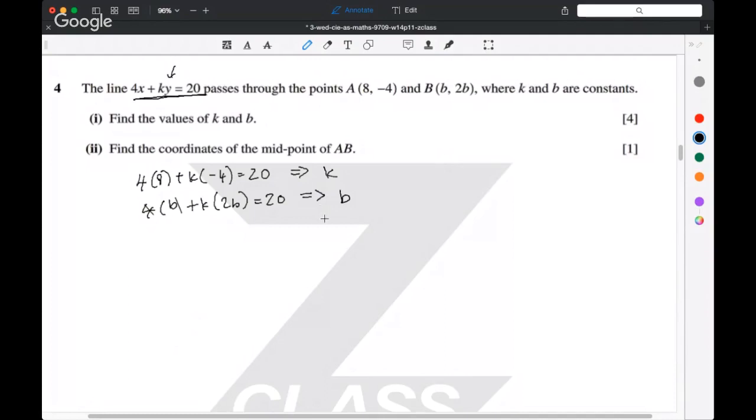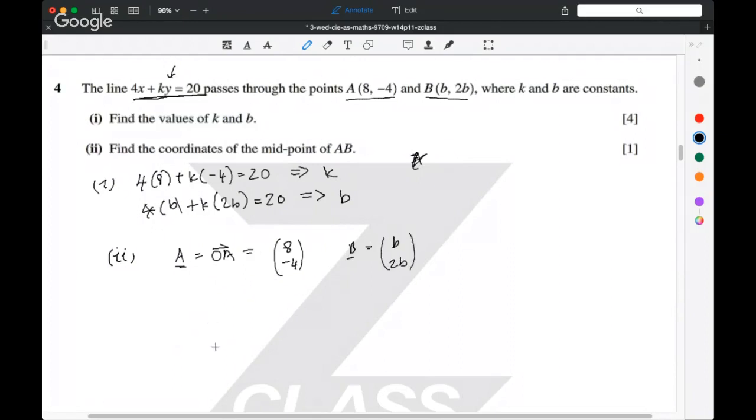Now, they want you to find the coordinates of the midpoint of AB. This is a very common problem. You should just get used to the idea of what a midpoint is and how to find it. These are basically 2-dimensional vectors. So A I could express as, also you could call it OA, that's another way, same thing. And that could be equal to (8, -4), and B equal to (b, 2b), whatever your b was.